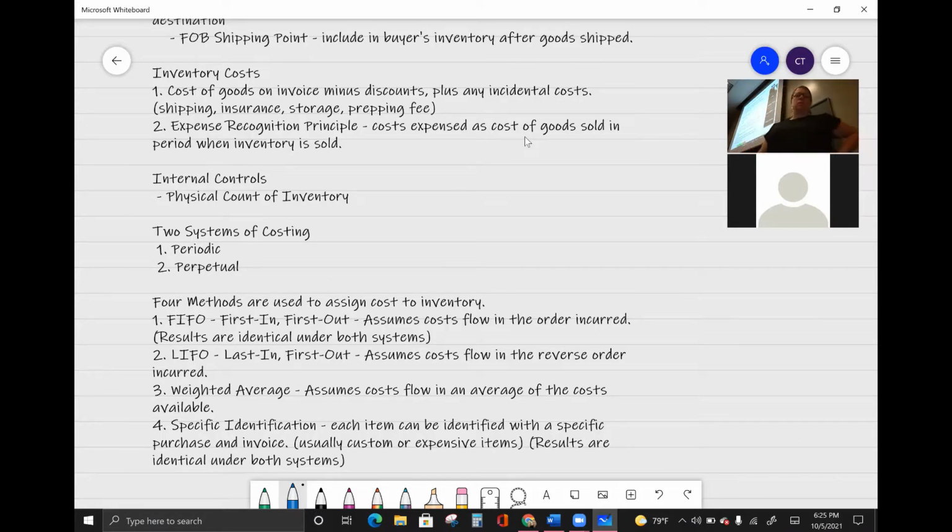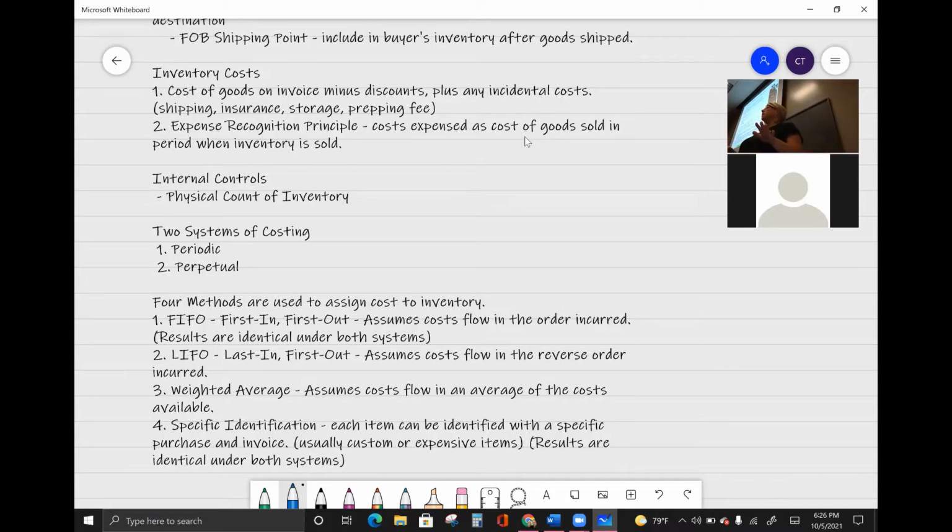Okay, so we have two systems of costing. We talked a little bit about this when I mentioned inventory before. There's periodic and there's perpetual, and you're going to learn both ways to do the tracking of the parts. There are two systems and there are multiple methods. You're going to learn all of them, and the reason why is because one's easier than the other.